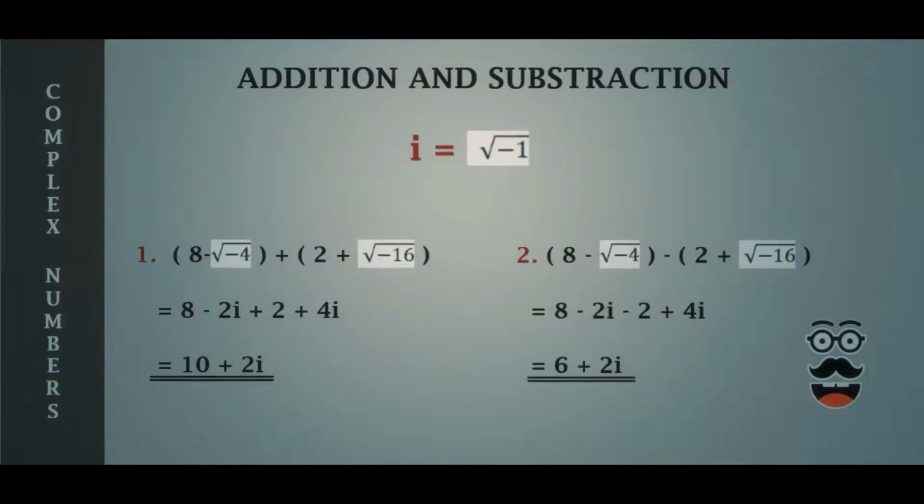Okay, let's go to example 2. 8 minus square root of negative 4 minus 2 plus square root of negative 16. Okay, we can write the square root of negative 4 as 2i and the square root of negative 16 as 4i, and then we write 8 minus 2i minus 2 plus 4i. Then we solve the equation and we can write 6 plus 2i. Okay, I think you understand well.